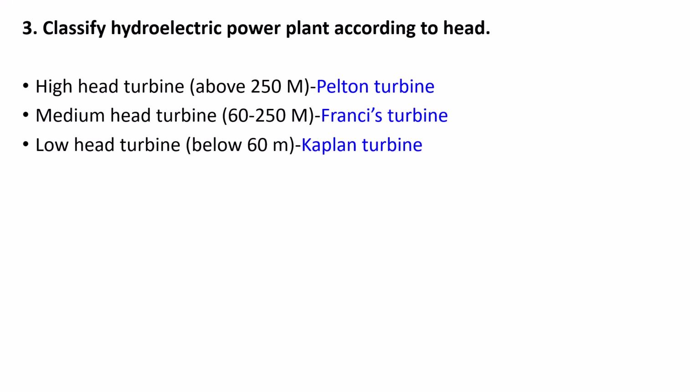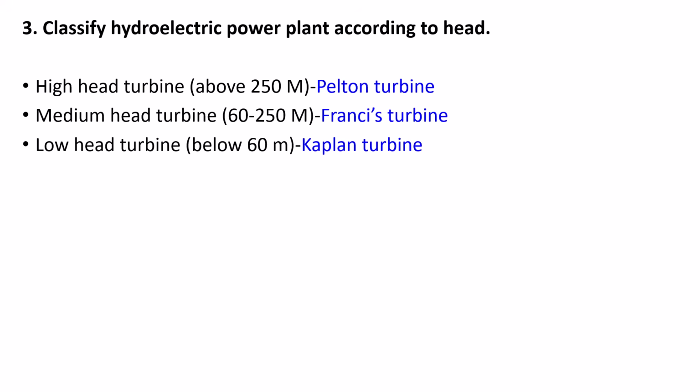Third question, classify hydroelectric power plant according to head. According to head, the hydroelectric power plants are classified into three categories: high head turbine, medium head turbine, and low head turbine. High head turbine means the head is above 250 meters. An example is Pelton turbine. Medium head turbine, the head is in between 60 and 250 meters.